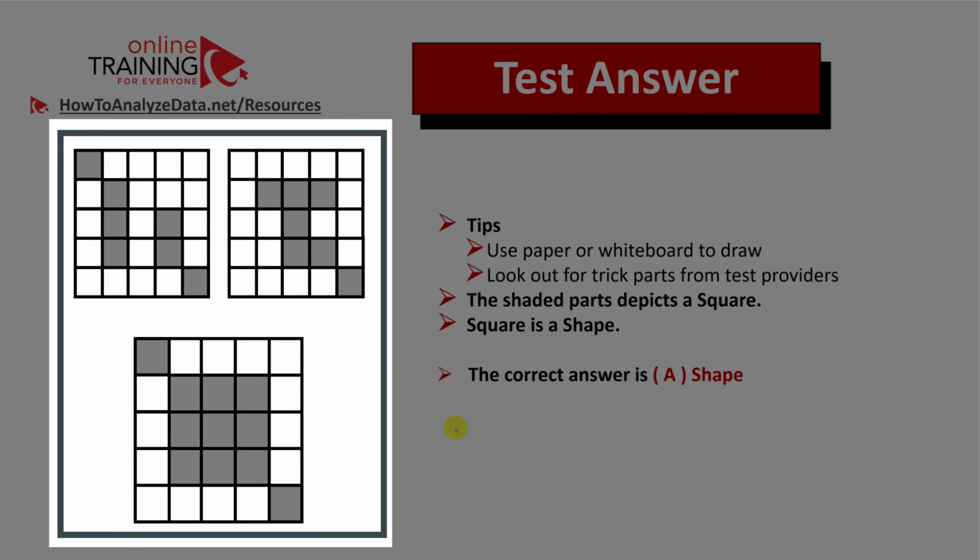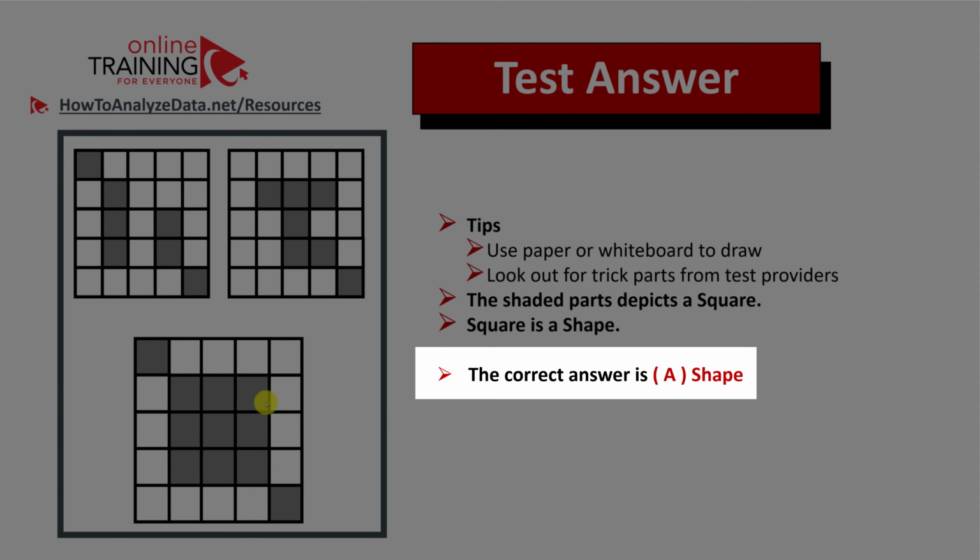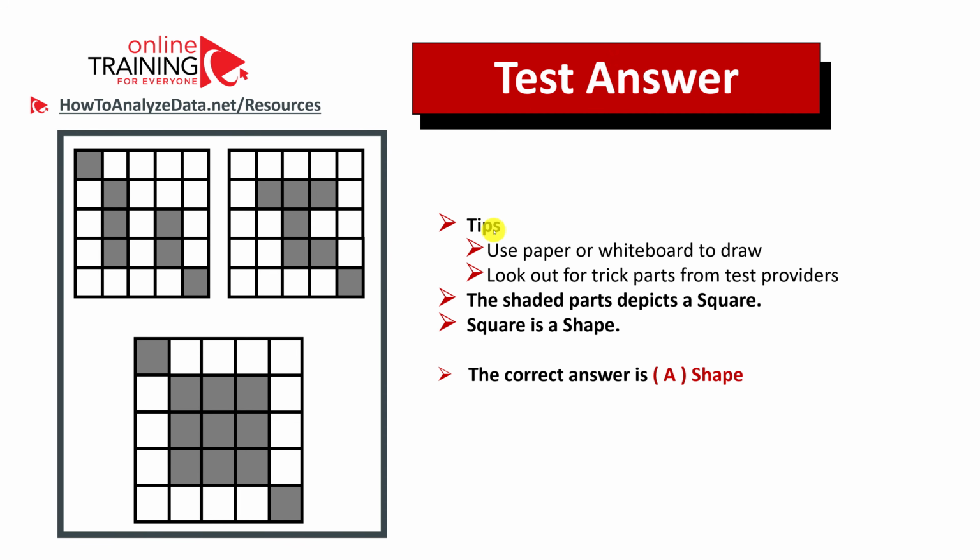As you can see, upon merging both squares on the top, you see the final square at the bottom, and you see that there is a square in the middle, as well as two shaded small squares in the upper left corner and in the bottom right corner. So the correct answer here is choice A, shape, because square is a shape. But make sure to use those tips I shared with you earlier to increase your chances of answering these types of questions correctly on the test.